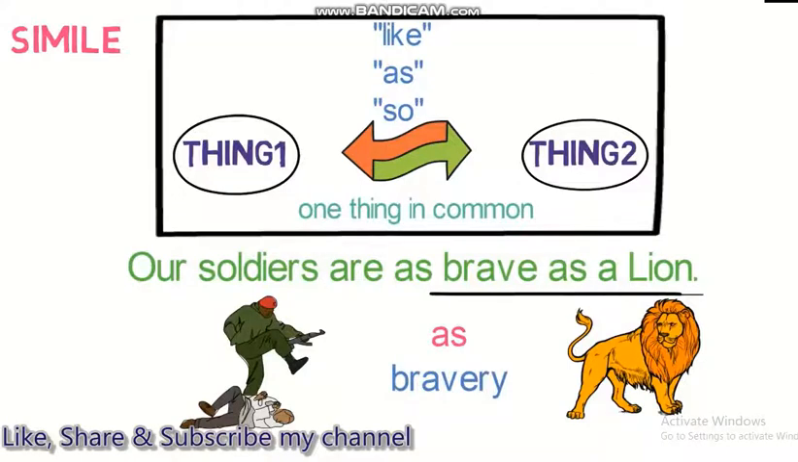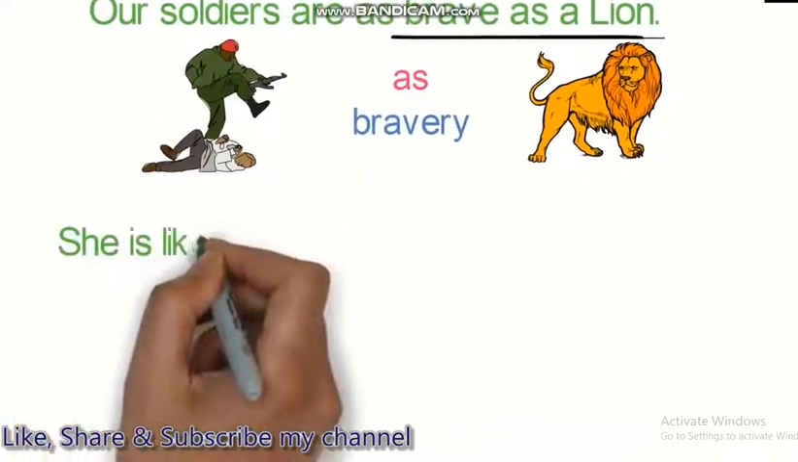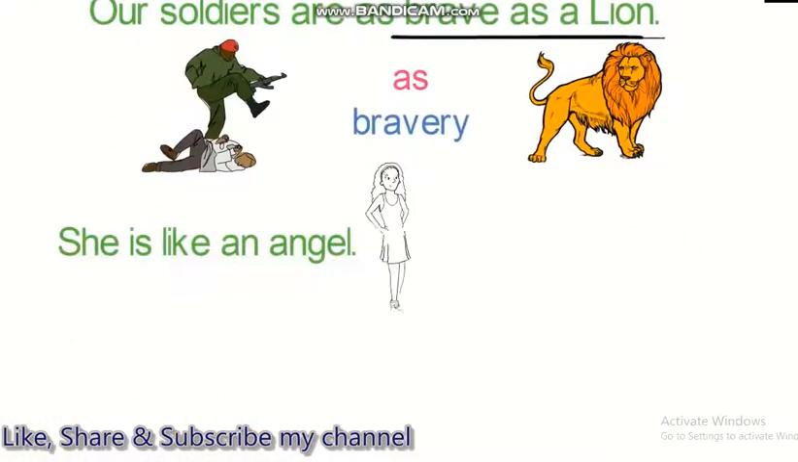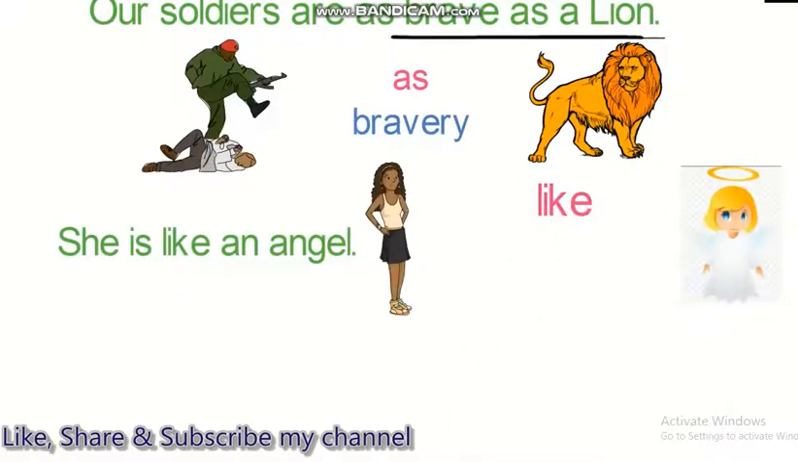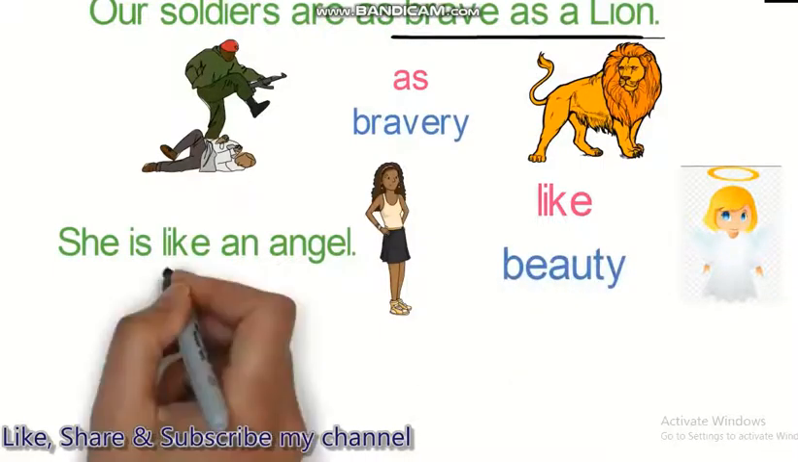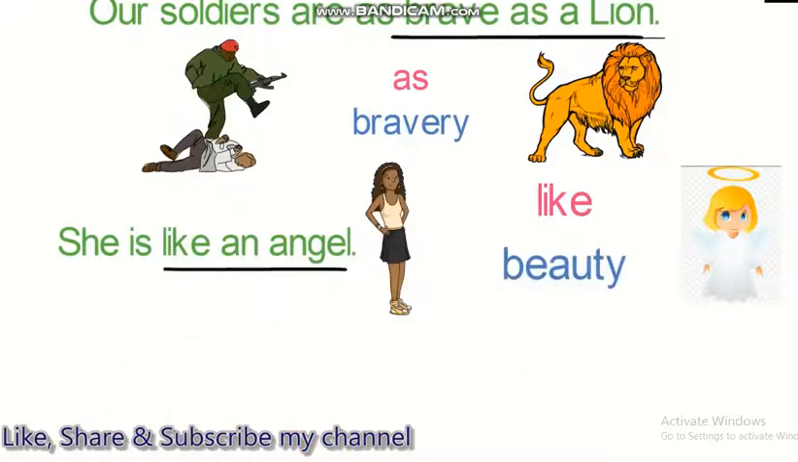Let's look into another example. She is like an angel. Here, a girl is compared with an angel using the word like. And the common thing between them is the beauty of both of them. So here, like an angel is a simile.